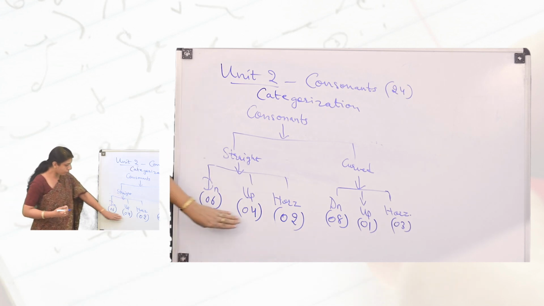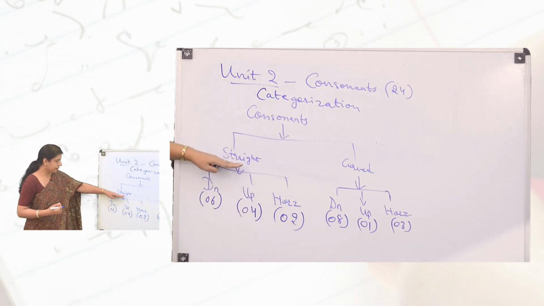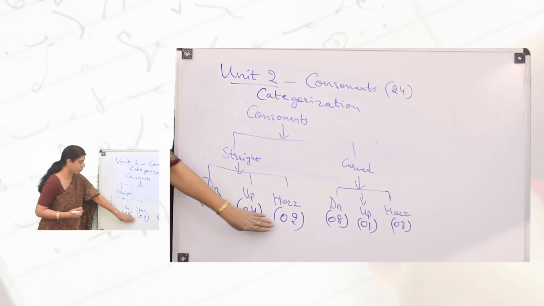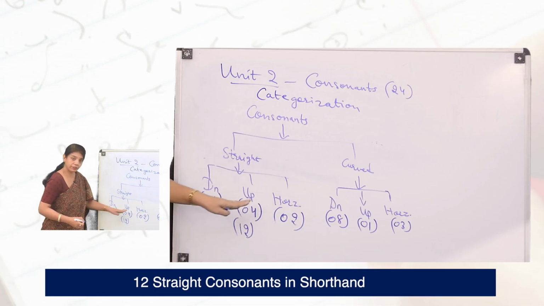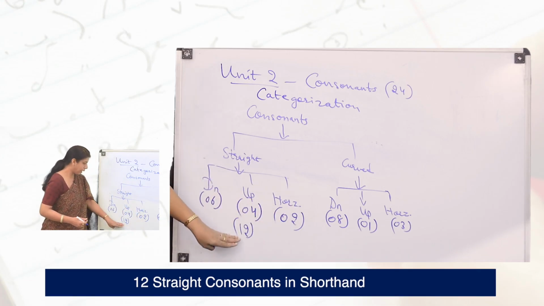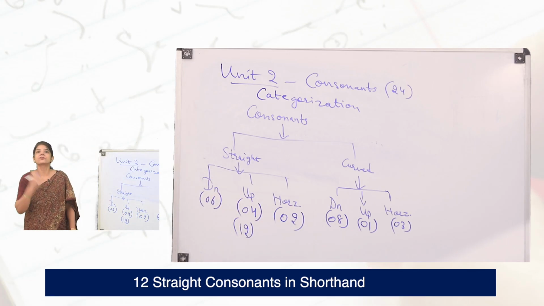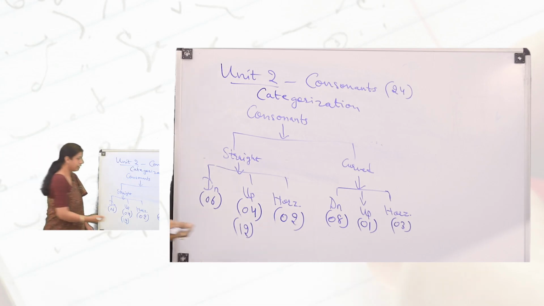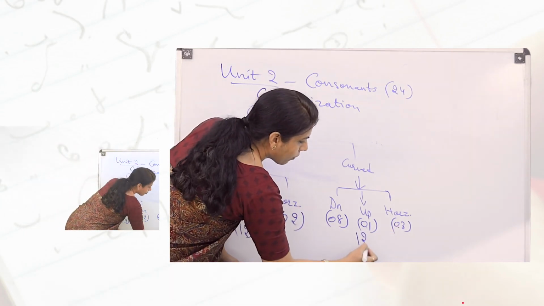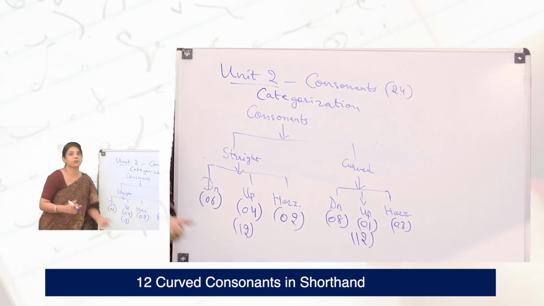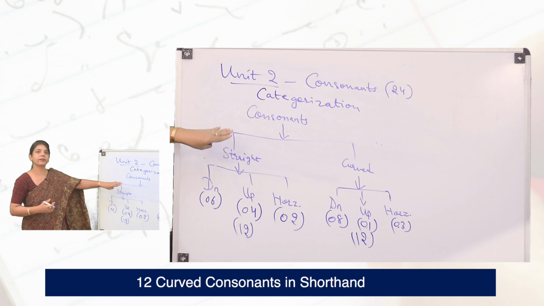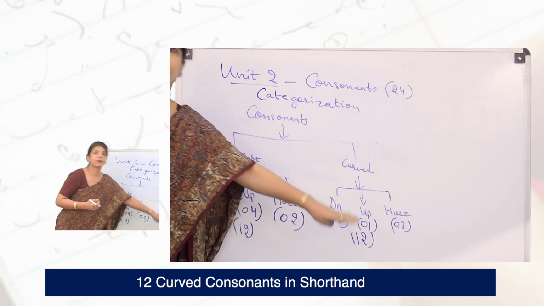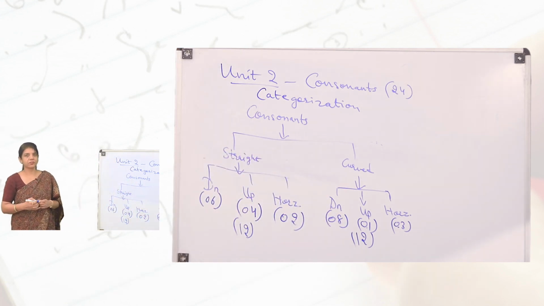Now, if you calculate, under the straight ones we have 6 plus 4 plus 2, that means 12 straight consonants in total. And again, if you add 8 plus 1 plus 3, it again comes to 12. So we have a total of 12 straight consonants and 12 curved consonants. So this is how the consonants are categorized.